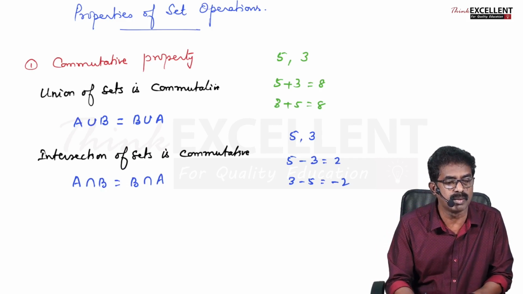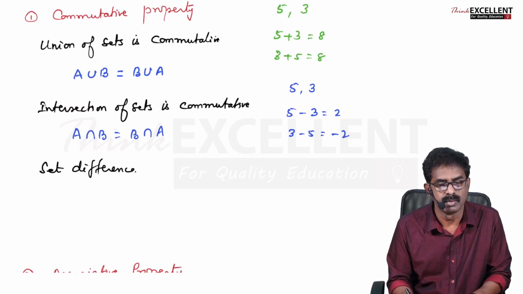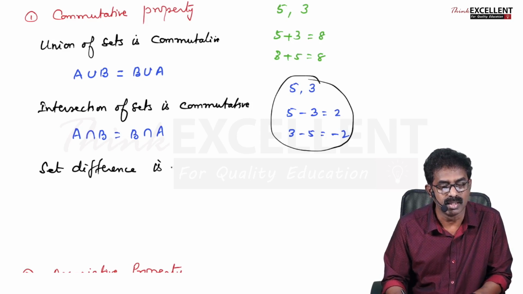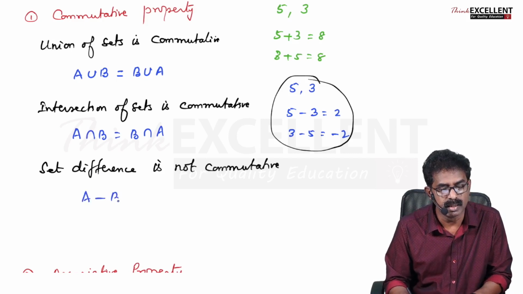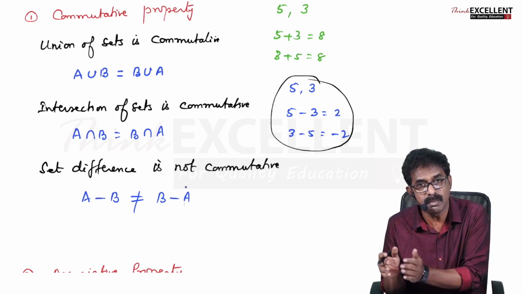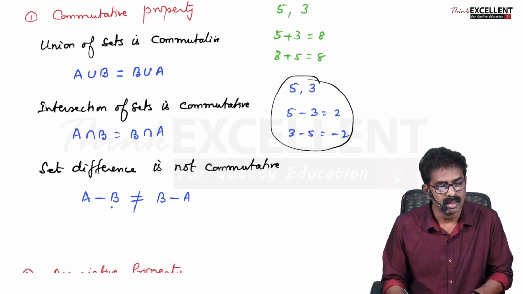And the third operation we studied is difference, right? So set difference is not commutative. Even with numbers, subtraction is not commutative, right? So set difference is not commutative. What's the meaning of that? A difference B is not equal to B difference A. You know the meaning of A difference B: in A, but not in B. But B difference A is in B, but not in A. So you won't get any common elements, so they are not equal.